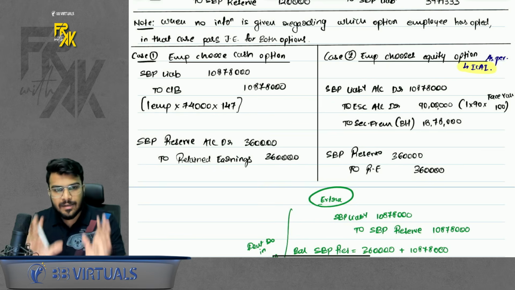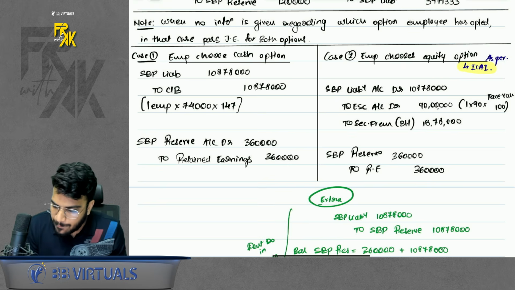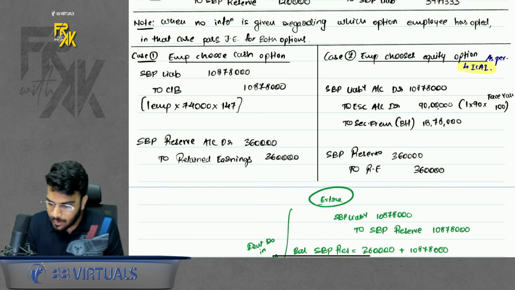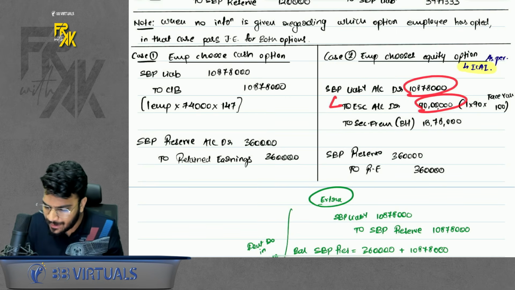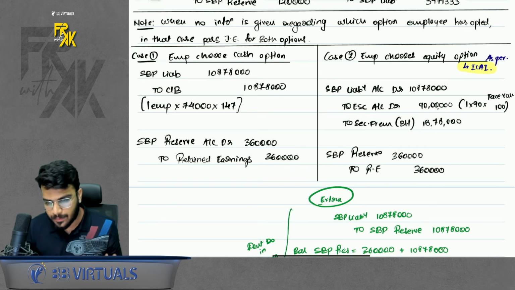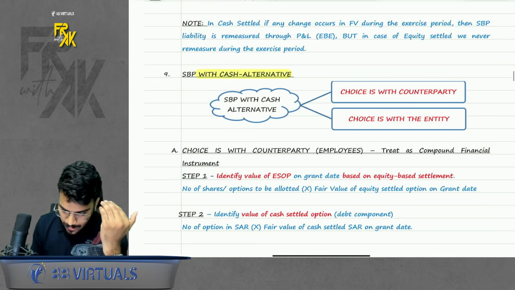So ideally it is easier for you. If they choose cash, it goes to cash bank. If the employee chooses the equity option, then what to do? Reverse the liability. Give equity from this only, up to face value to capital, and the balancing figure to premium. This is what ICAI has done. Anyways, this was SBP with cash alternative that we discussed.